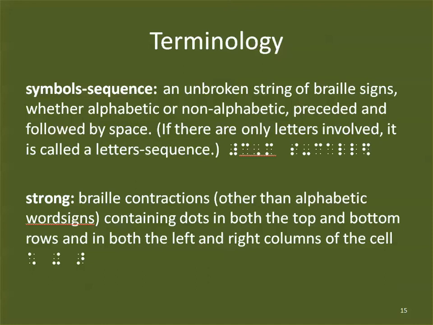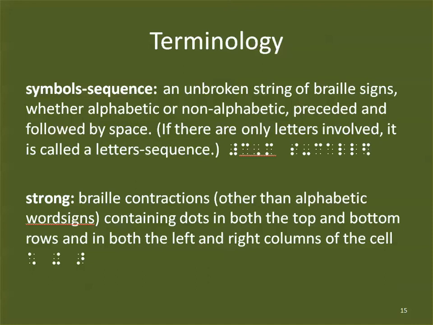And then there's something called strong. This is a category of Braille contractions that have dots in both the top and bottom rows and the left and right columns of the cell at the same time. And we're not including the alphabetic word signs in this category. Those are what we would call the but, can, do contractions. Those are not considered at all. They're not on the radar when we're talking about strong contractions.